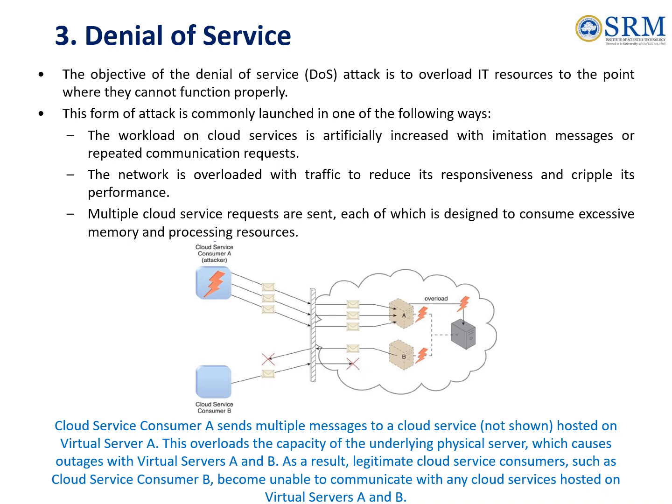Now, look at the diagram shown here. Cloud service consumer A continuously sends multiple requests to the cloud service hosted on virtual server A. Because of the excessive workload, the underlying physical server becomes overloaded. As a result, not only virtual server A but also neighboring virtual machines like virtual server B get affected. So even users such as cloud service consumer B become unable to access cloud services. This shows how one attack in a shared cloud environment can affect multiple users together.